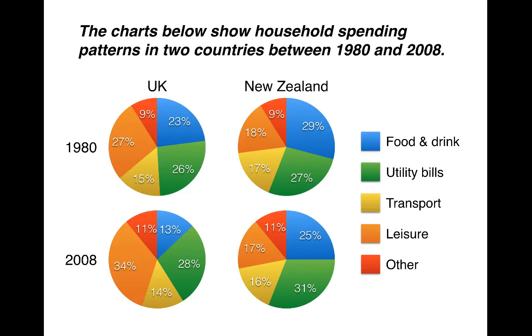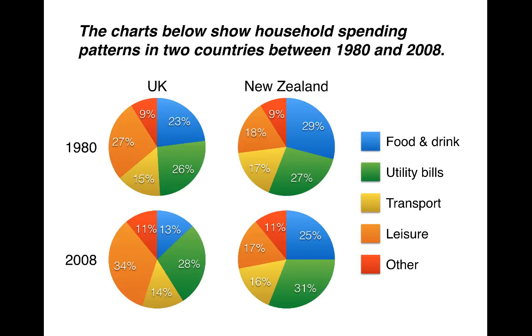Now let's look at our full pie chart question for today. Here's the question that I'm going to use. The charts below show household spending patterns in 2 countries between 1980 and 2008. So household spending patterns means the money spent by people living in one house, an average house. We've got the 2 countries, UK and New Zealand, and on the left you can see 1980 and 2008.